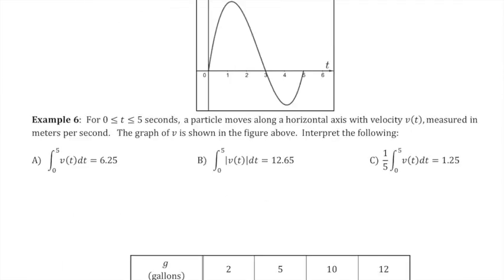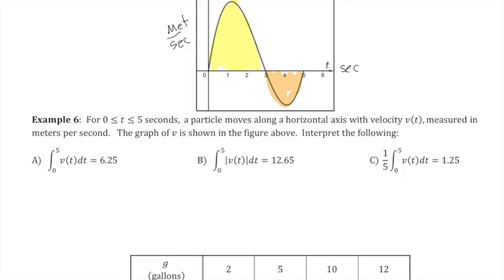Last two examples. Example 6, you have from 0 to 5 seconds, a particle is moving along a horizontal axis with the velocity v of t measured in meters per second. The graph is shown above. Interpret the following. So notice that we do have a positive change and a negative change.